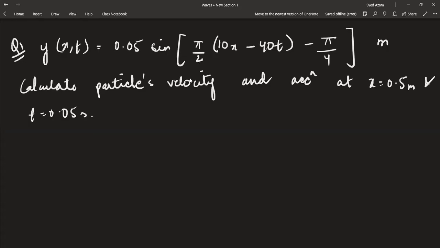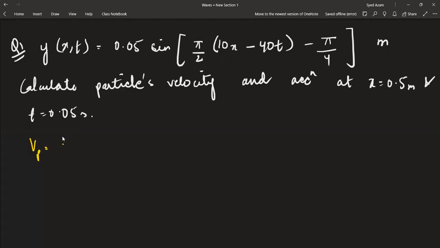We have to calculate the particle's velocity and acceleration. Here we don't have to find omega or compare anything. We have the displacement; differentiate it and you will get the particle's velocity. Differentiate that answer and you will get the particle's acceleration. That's what you have to apply. You just have to substitute the time also.